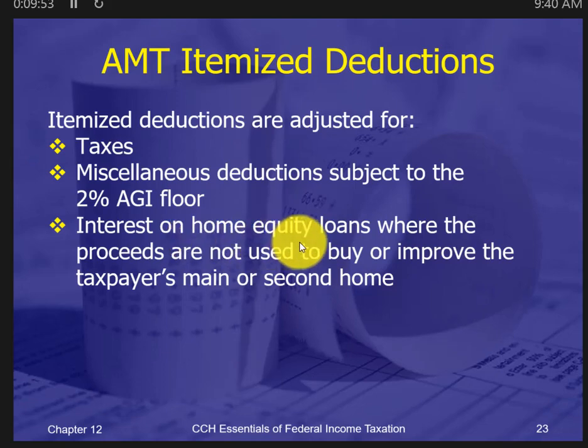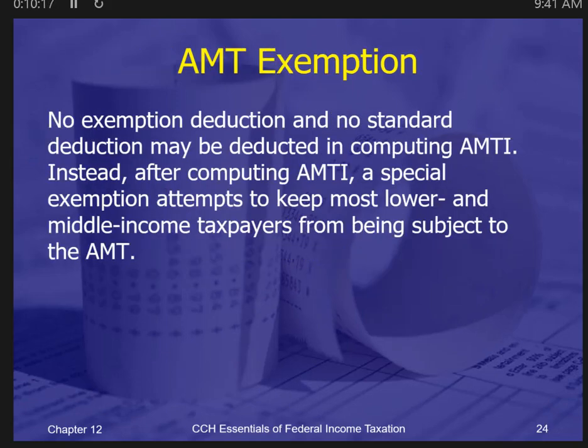Now notice it's only home equity loans, not just regular interest on home loans, but home equity loans where the proceeds are not used to buy or improve the taxpayer's home. So if you do use it to improve your home, then you don't have to worry about this for AMT. It's only if you use it for a vacation or something other than fixing up the house.